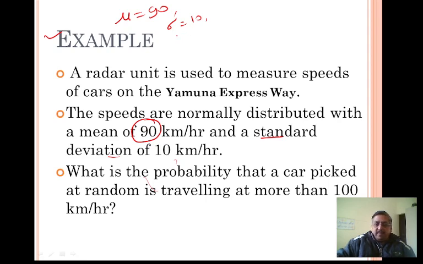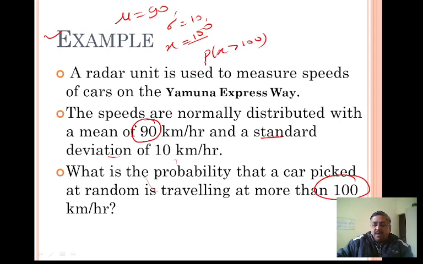And similarly, we need to find the values when the car is selected randomly and is traveling at more than 100 km per hour speed. So that is x. Suppose x is 100, and we need to find the probability of x greater than 100, right?